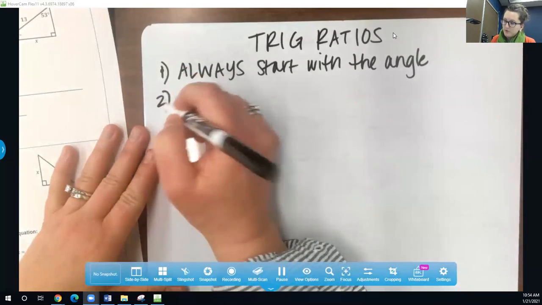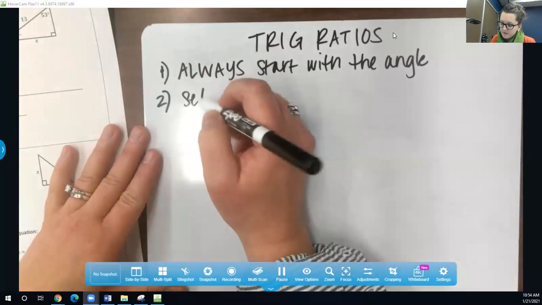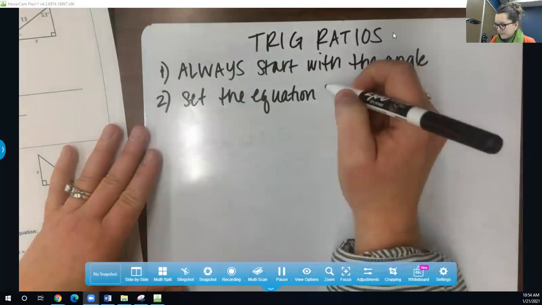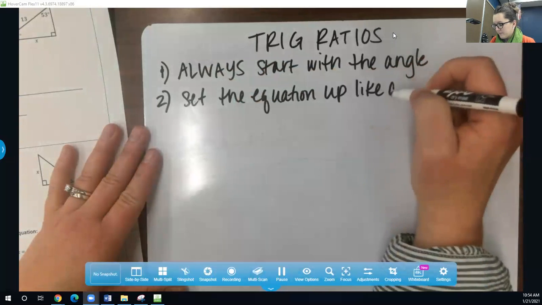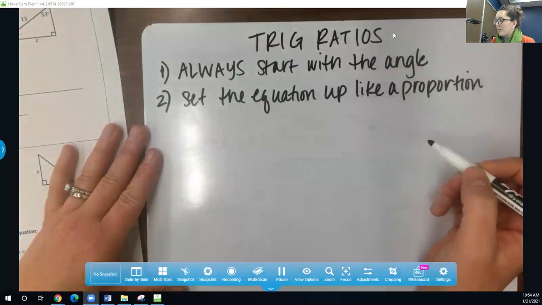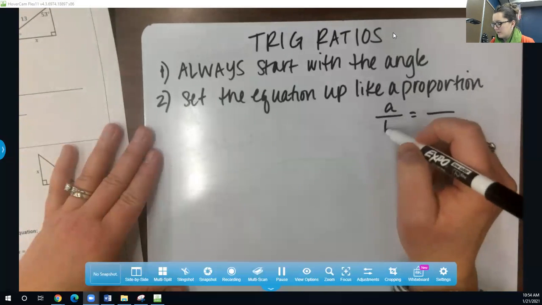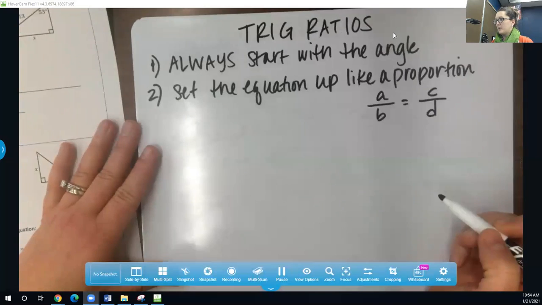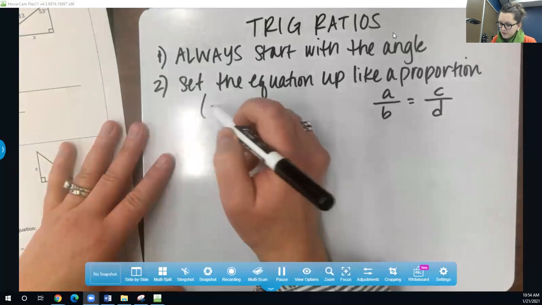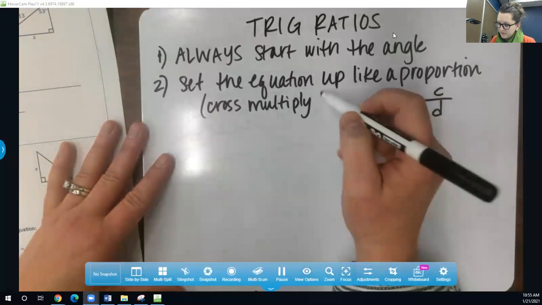Here's our second tip as we're creating equations and functions with these. Set the equation up like a proportion. So what do I mean by a proportion? I mean equal ratios or equal fractions like this. So you want to set it up as equal ratios, equal fractions. And remember, to solve proportions, we're going to cross multiply and then divide.